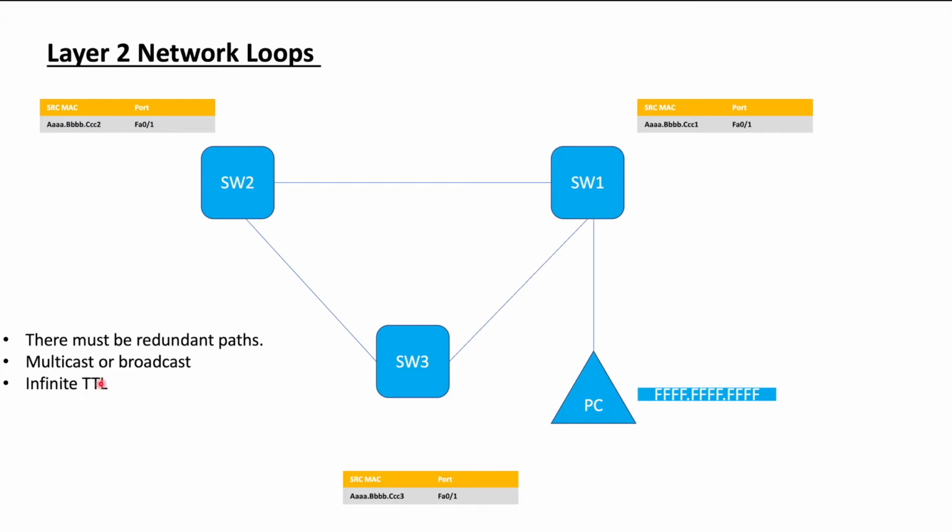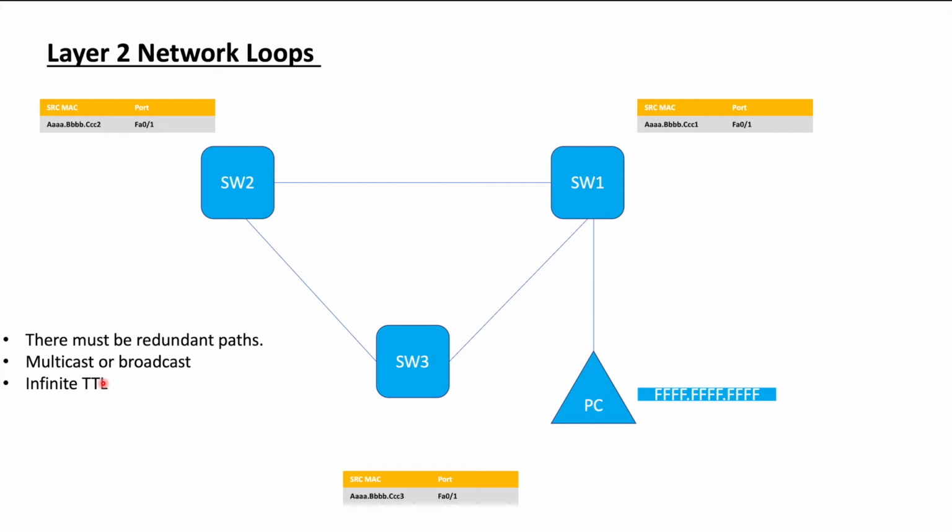The third part which I have written here is infinite TTL. We know that the TTL value is not present in a layer 2 frame, right? It is a layer 3 field. It resides in the IP packet, and there would not be any TTL value sitting in the layer 2 frame. So packets like ARP won't have any TTL value, and no matter how many switches or routers they cross, or how many iterations, they would never get dropped due to TTL, because there is no TTL field at all in those frames. So these are the three important factors which need to be present in order to cause a loop in a network.